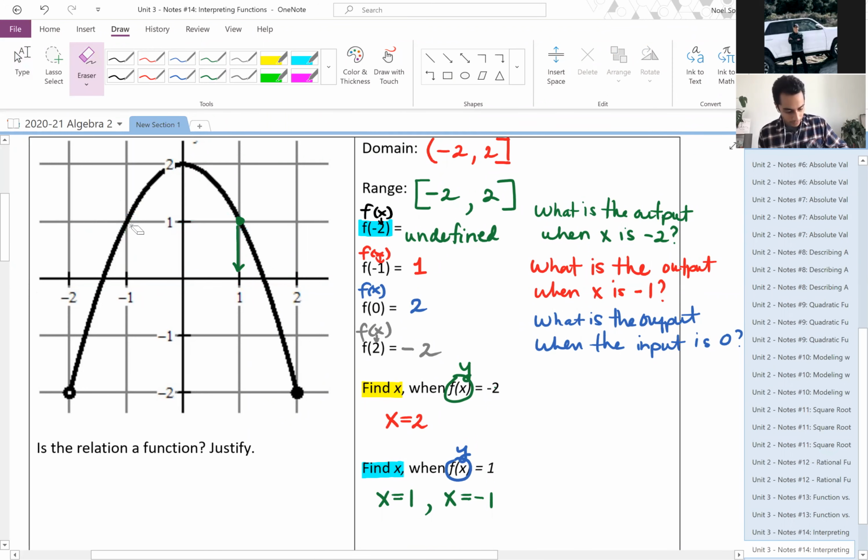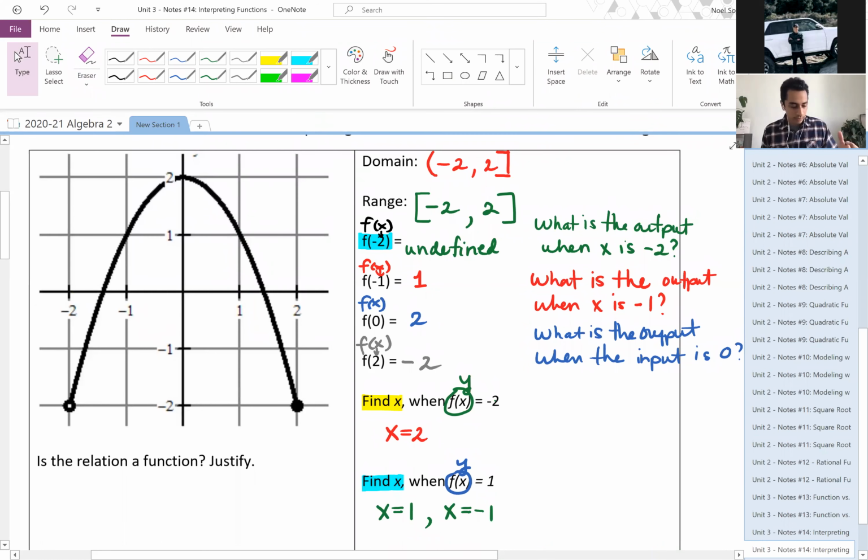Okay. All right. And then lastly, is the relation a function? Right. So let me erase some of this. And then what do we see? Would this be a relation? Would this be a function? And why? What's the reasoning? What did we learn last week that would help us determine if this is a function or not? What test could we use? Yeah, VLT, right? Vertical line test.